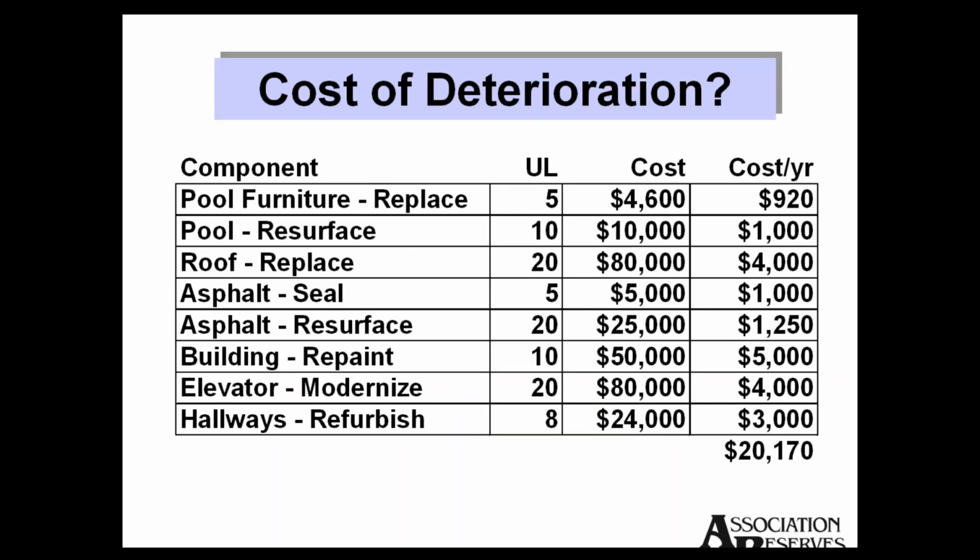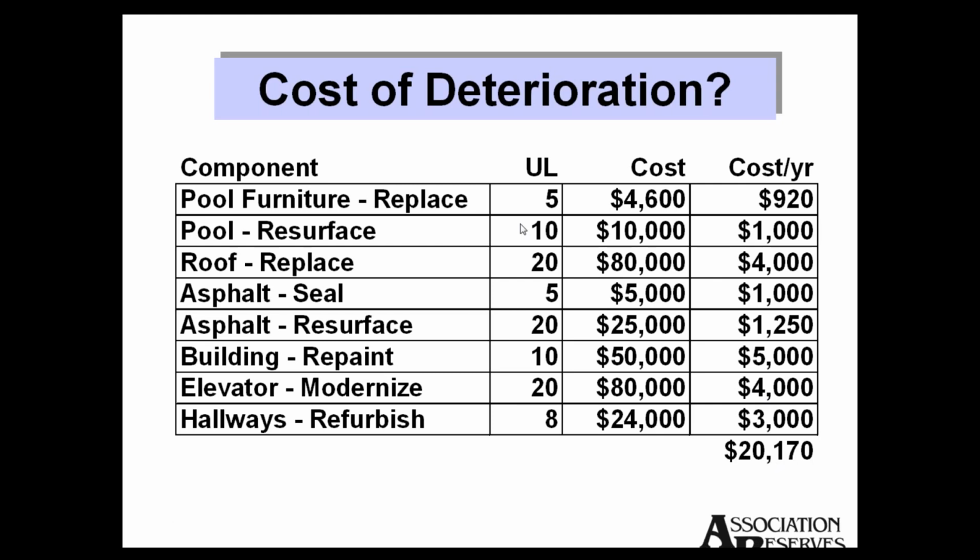Okay, so what's the cost of deterioration? I'm going to do a slightly different set of calculations here. What I've done is take the cost, divide by the useful life, and I get a deterioration rate. The easy one to see is $10,000 divided by 10 years, which gets $1,000 a year. The assets at this association are deteriorating at the rate of about $20,000 a year. Fair enough? That's what we know.